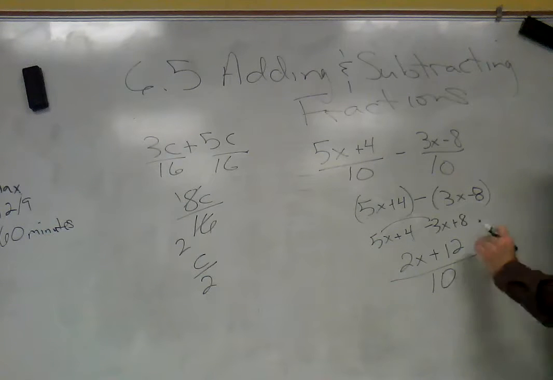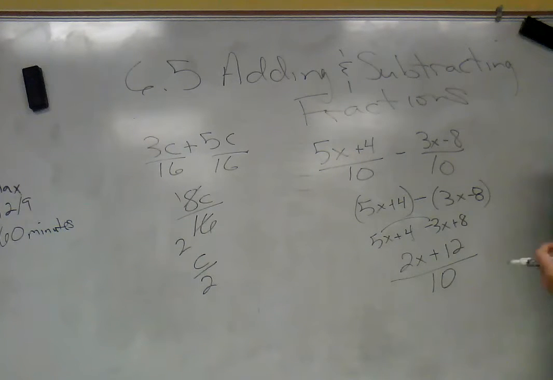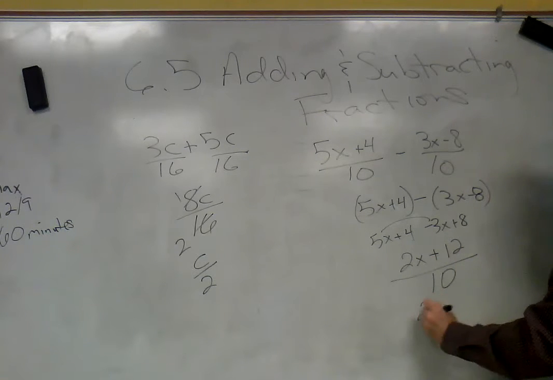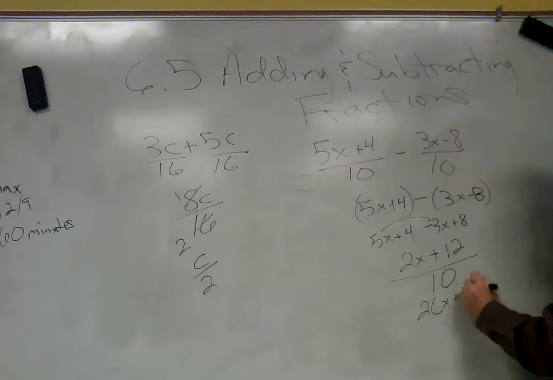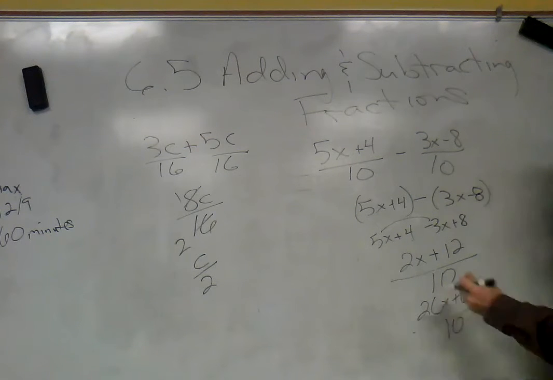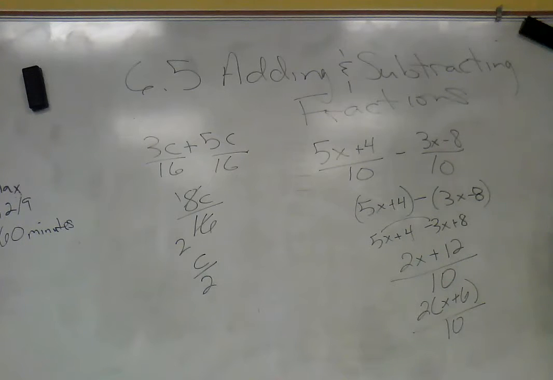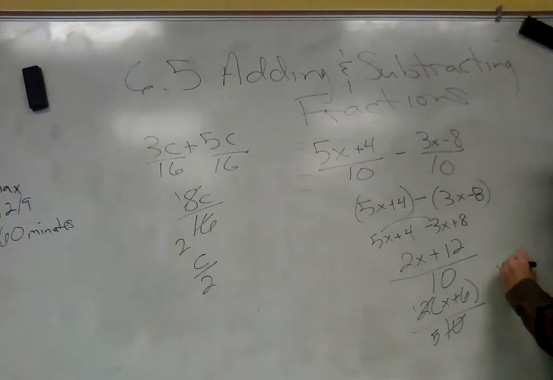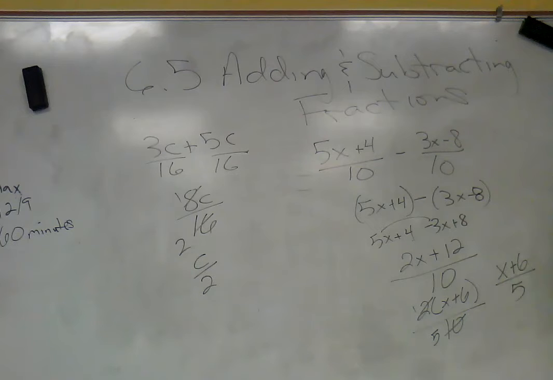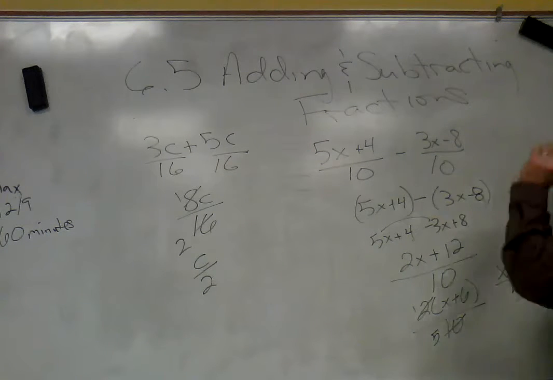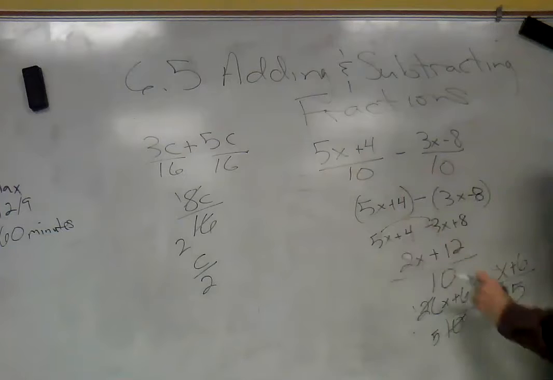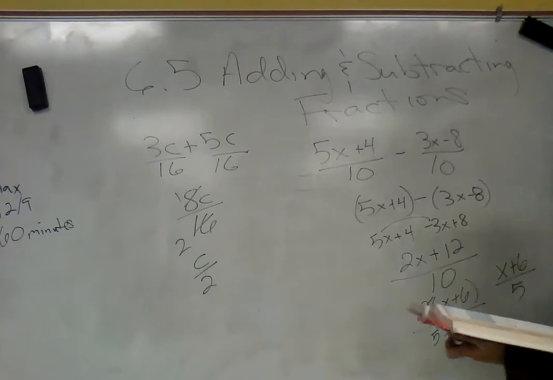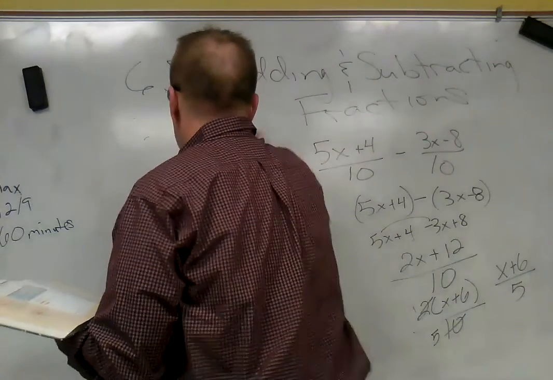Once we get to that point, we do need to look at, is there anything on the top we could do to factor it or reduce it down? What's common in both of those? 2. So if we took out a 2, we'd be left with x plus 6. Now we look at, we could reduce the top and the bottom by 2. The 2 divided by 2 is 1. 10 divided by 2 is 5. So what we're left with is x plus 6 over 5. Okay. So a lot of these we can either reduce at the beginning, which these we could not do, or we can reduce at the end. This was a case of we could reduce at the end. Sometimes you might be able to do both. Sometimes you'll be able to do neither.